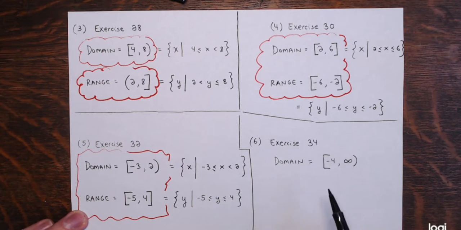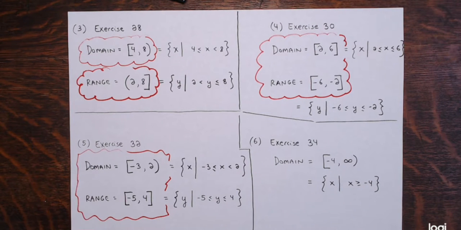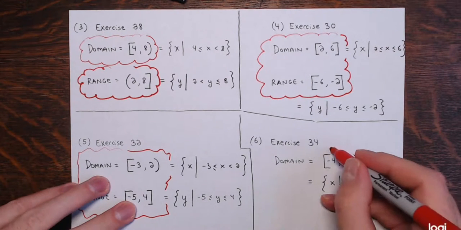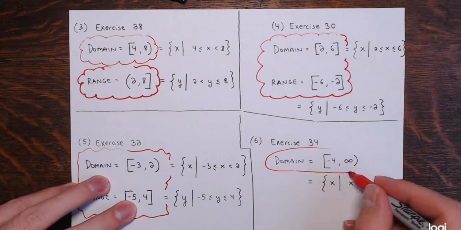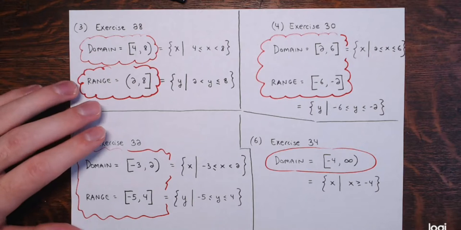Now, if I were doing set builder notation for this, I'd say the domain was all values of x such that x was greater than or equal to negative 4, and that's it. Right? There is no highest x value. But they just wanted this domain in interval notation. But the set builder notation is equally valid, or you could describe it in words, all the real numbers greater than or equal to negative 4. Same thing. All right, and then next is the range.